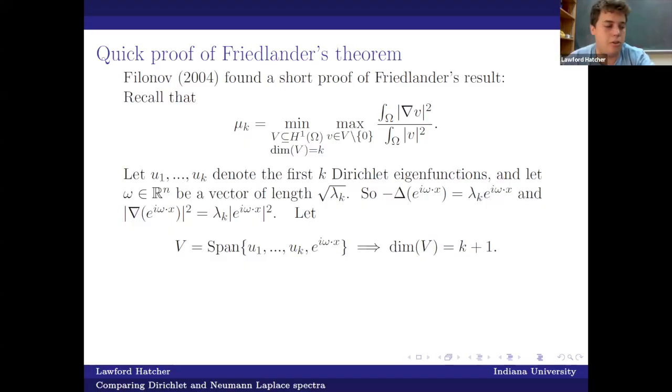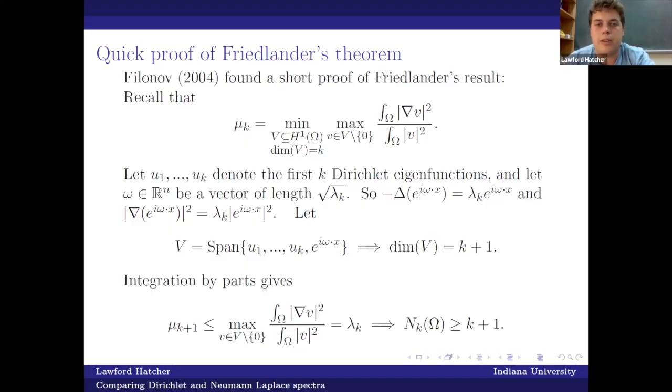And then from there, all you do is integrate by parts. What the min-max theorem tells us is that since we have this k plus 1 dimensional vector space of test functions, the k plus first Neumann eigenvalue is at most the maximum of the Rayleigh quotient over this test space. When you do the integration by parts and use these tricks about e^(iω·x), you get that this is at most equal to lambda k. So when you put all that together, N_k(Ω) is at least k plus 1. And that's Friedlander's theorem.